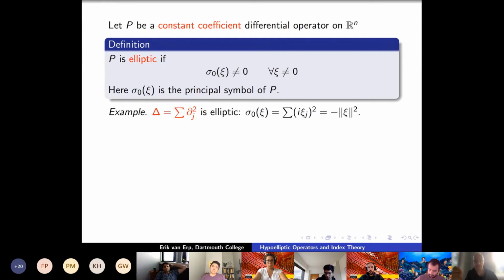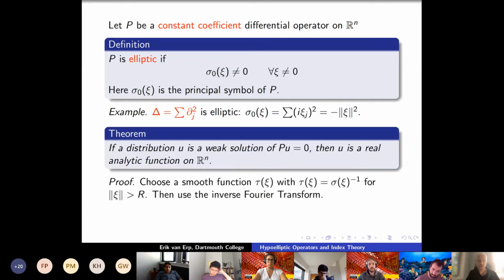And back to our canonical example, the Laplace operator, which is the sum of squares of second order derivatives. If you take the symbol, it's the same as the principal symbol because the highest order part is all of order 2. You get negative length of xi squared. So this is not zero unless xi is zero. Right, and so this definition generalizes. It's essentially a way of generalizing the properties of the Laplacian. The Laplace operator is sort of the canonical elliptic operator.